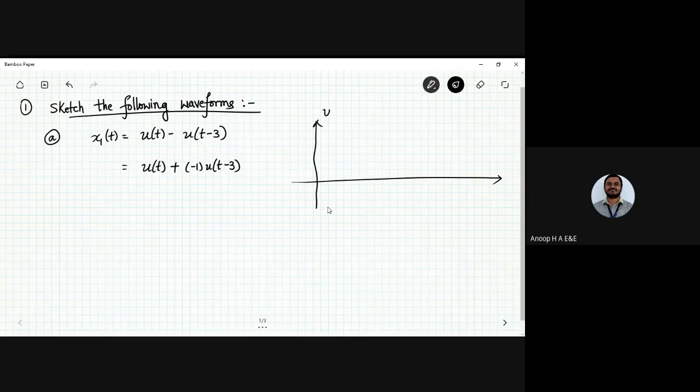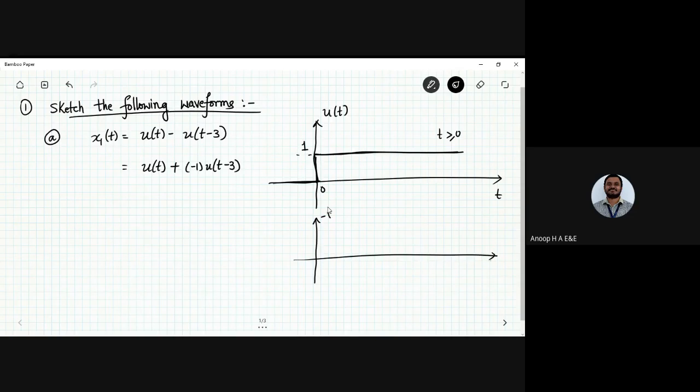As I already told you, u of t is a right-handed signal, and you are going to have its magnitude equal to 1 for all t greater than or equal to 0. It is discontinuous at 0, and it is going to have a magnitude equal to 1 here. So this is the u of t waveform. Next, what I need to sketch here is minus u of t minus 3. The signal goes like this.